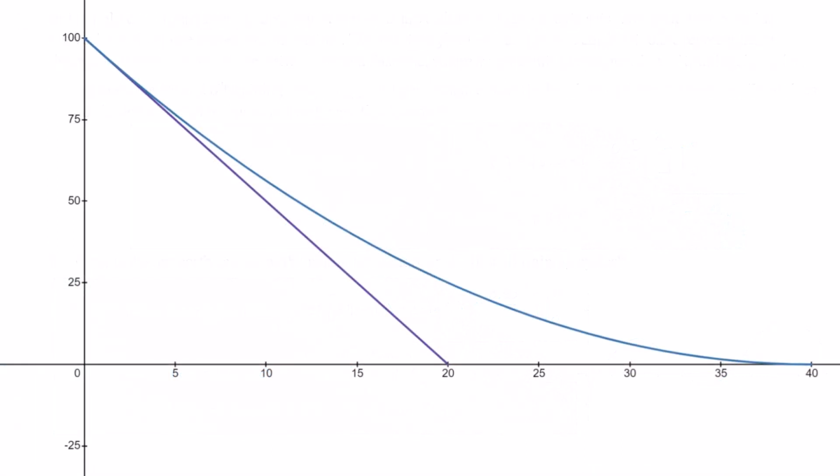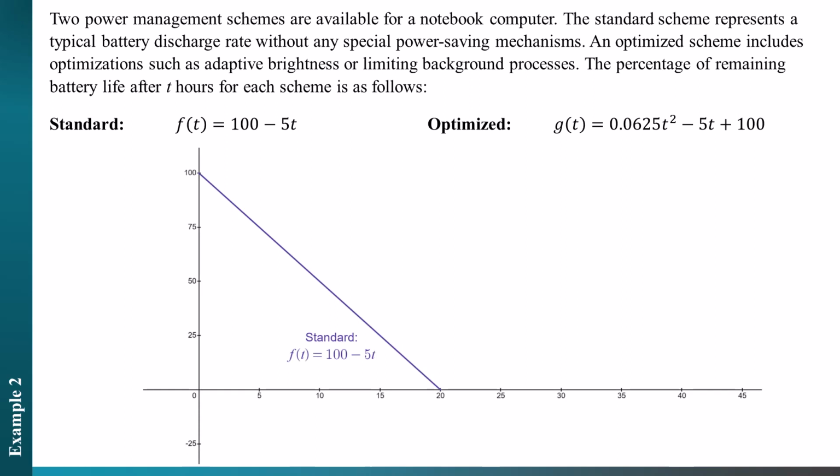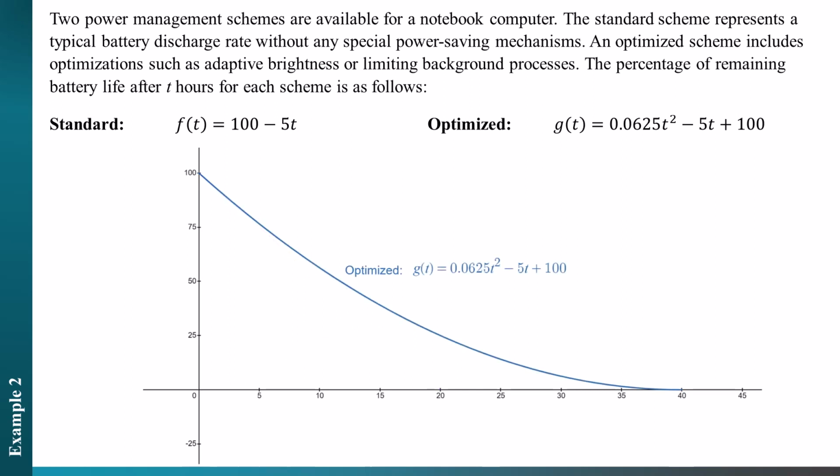Now there are many instances in which a definite integral may represent a comparison of one process over another. Let's look at an example. Two power management schemes are available for a notebook computer. The standard scheme represents a typical battery discharge rate without any special power-saving mechanisms. An optimized scheme includes optimizations, such as adaptive brightness or limiting background processes. The percentage of remaining battery life after t hours for each scheme is as follows.